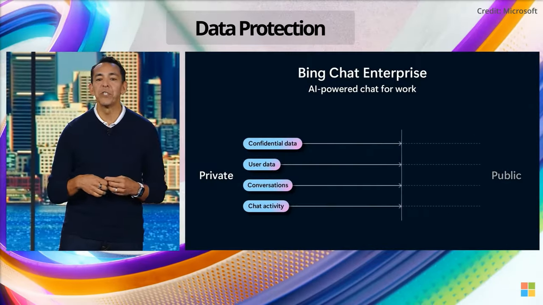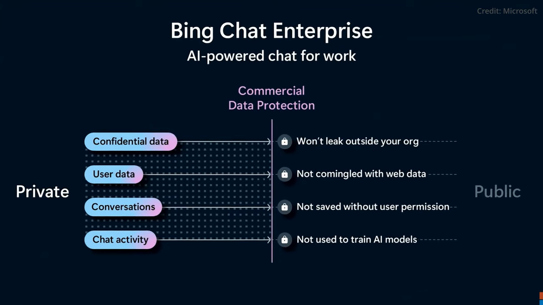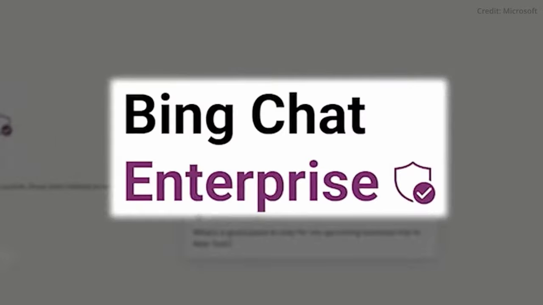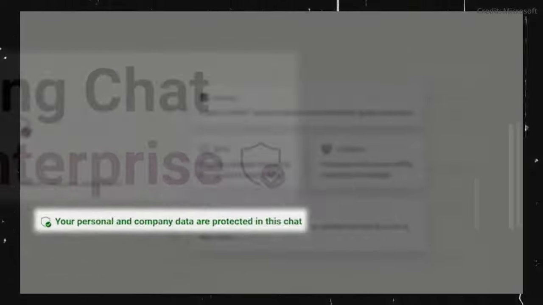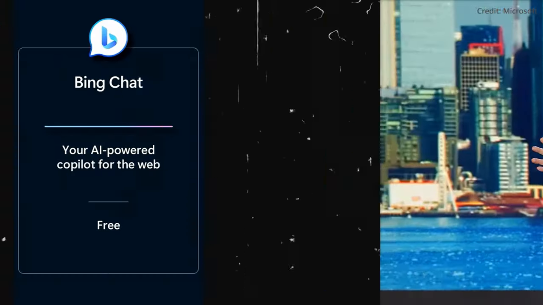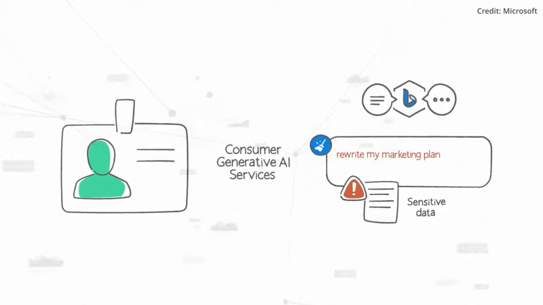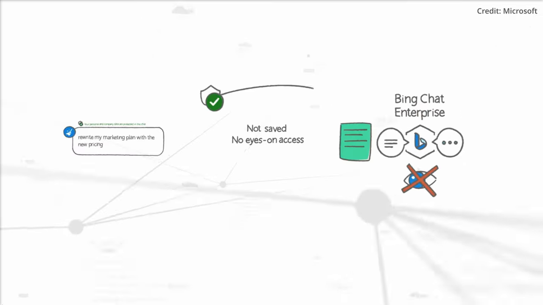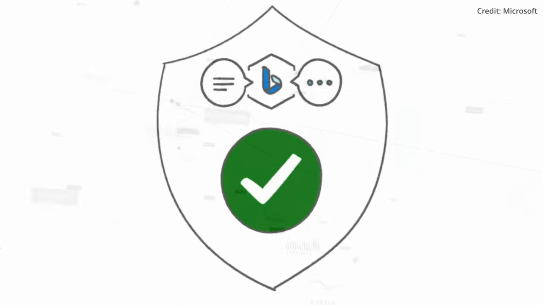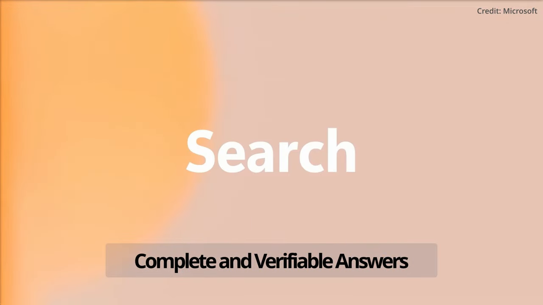Additionally, data protection is a standout feature in Bing Chat Enterprise, ensuring both user and business data remain within the organization's sphere of control. In fact, Microsoft guarantees no data leakage, with chat data not saved and user data not utilized to train AI models. This potent combination of data security and practical efficiency could make Bing Chat Enterprise a game-changer in AI-assisted productivity, being able to deliver complete and verifiable answers grounded in web data.